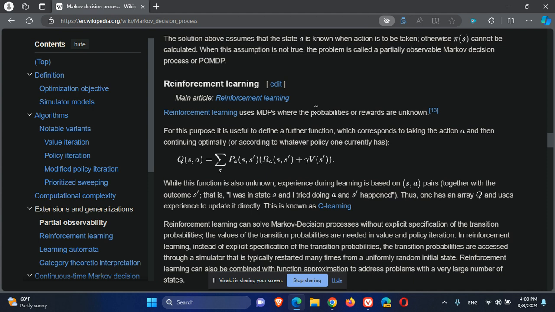Reinforcement learning uses MDPs where the probabilities or rewards are unknown. For this purpose, it is useful to define a further function which corresponds to taking the action A and then continuing optimally, or according to whatever policy one currently has.